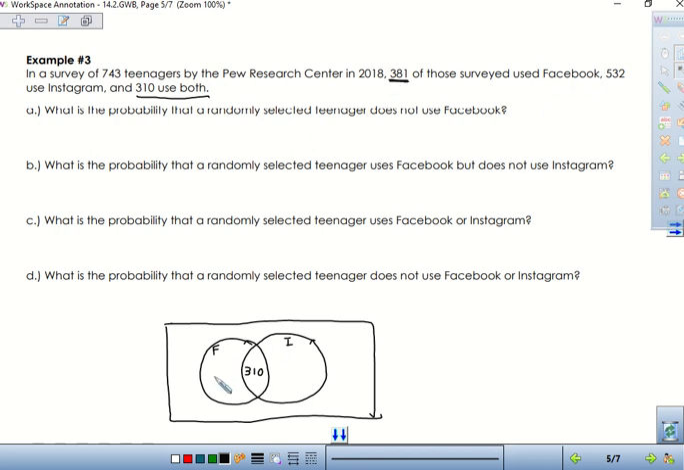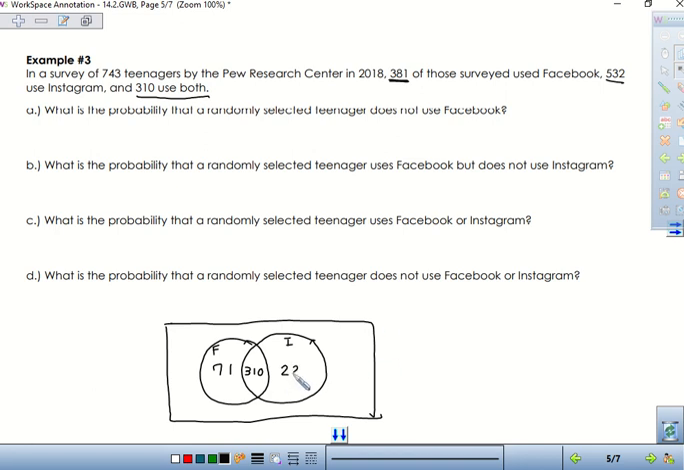Now, of those surveyed, 381 used Facebook. So how can I figure out what goes here? Subtract. So 381 minus 310. That will give me 71 here. Now we know that 532 use Instagram, so how could we figure out what goes here? Subtract.